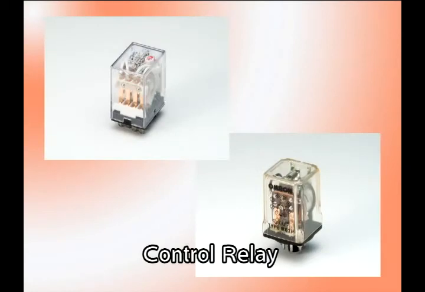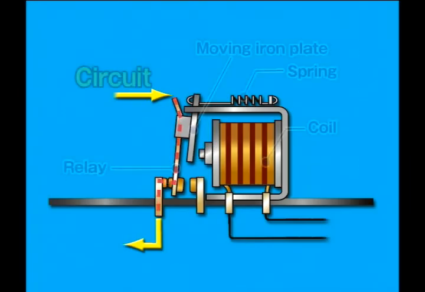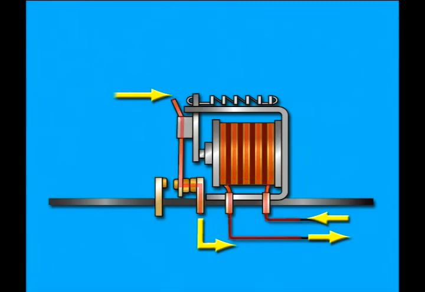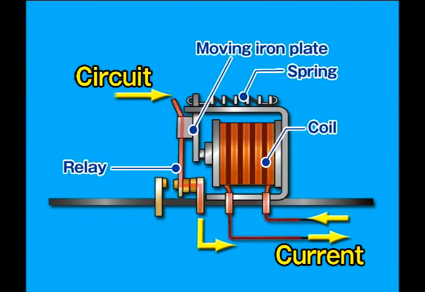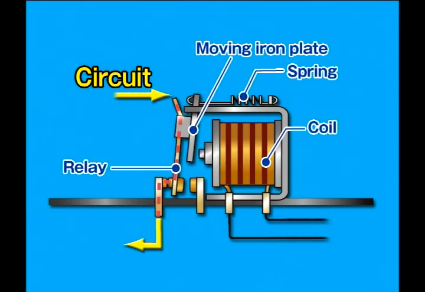A control relay is composed of a spring, electromagnetic coil, a free-moving piece of iron, and a relay. When a current is passed in the control relay coil, the coil turns into an electromagnet and attracts the piece of iron. The relay is turned on or off by interlocking with the piece of iron. The electromagnetic power of the coil vanishes when the current passed through the coil drops to zero. Spring force returns the piece of iron to its original position.